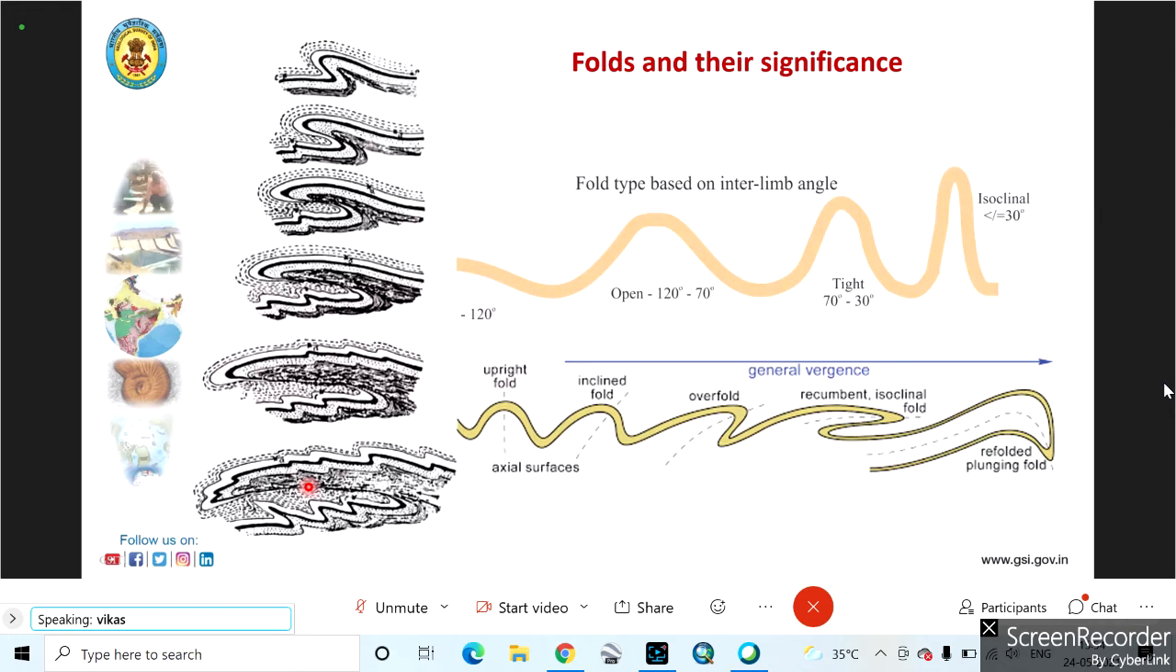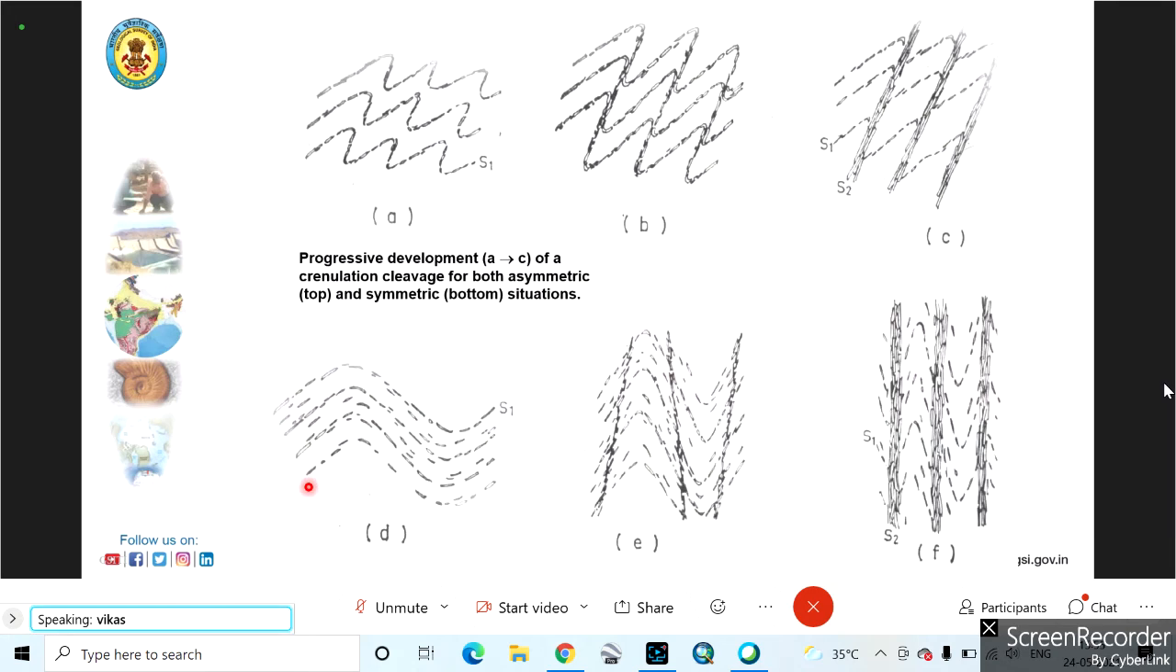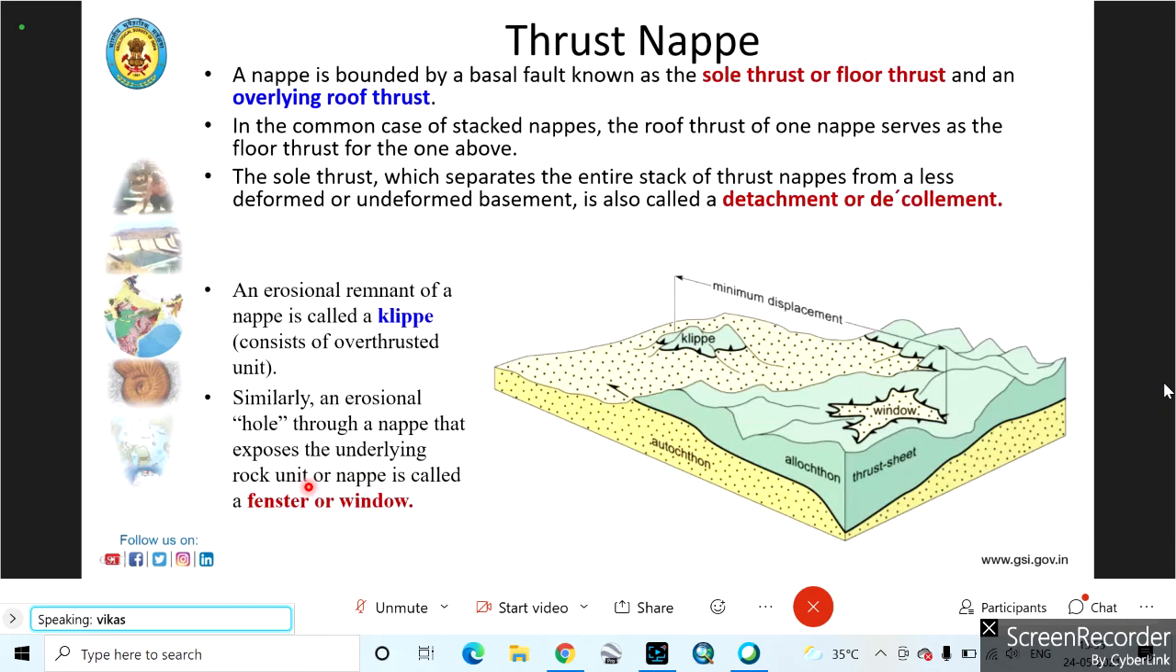If you go in the Alps, you will see that the hanging wall has moved hundreds of kilometers. Such types of nappes have been beautifully mapped by Ramsay and have already been documented. So next, please come back to our previous slide. It's not previous. Yeah, this one, thrust nappe.